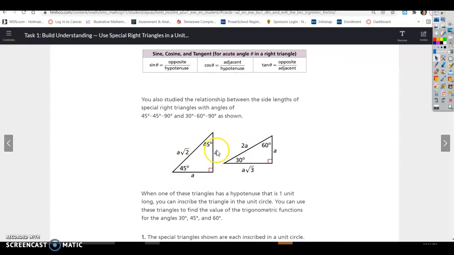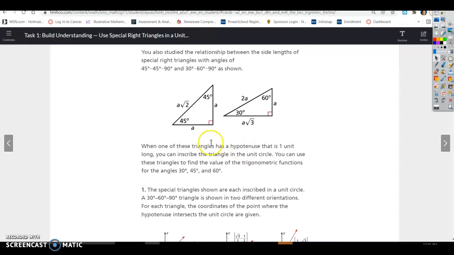So you got side, side, and side times square root of 2. So your hypotenuse is always opposite your 90. So your hypotenuse is side length times the square root of 2. For a 30, 60, 90, your short side is across from 30. That's your side length. Your longer side is across from 60, and it's side times square root of 3. And your hypotenuse is across from your 90 again, and it's twice your side length.